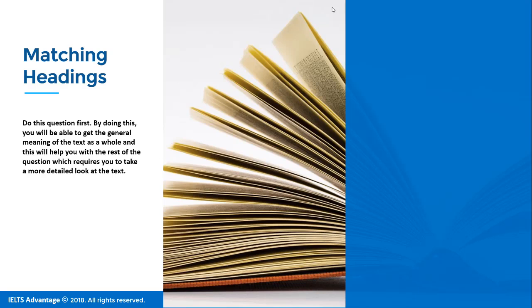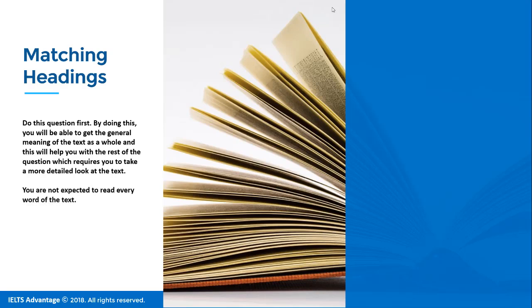Do the matching headings one first, because by doing this you'll be able to get the general meaning of the text as a whole, and this will help you with the rest of the question, which requires you to take a more detailed look at the text. So this is not really about detail, and the way to understand a text is to generally quickly look at it first, then go into more detail. It's a lot more difficult to look at the detail first and then the general meaning. So if you do see this question, do it first, because it's much easier to do it that way.